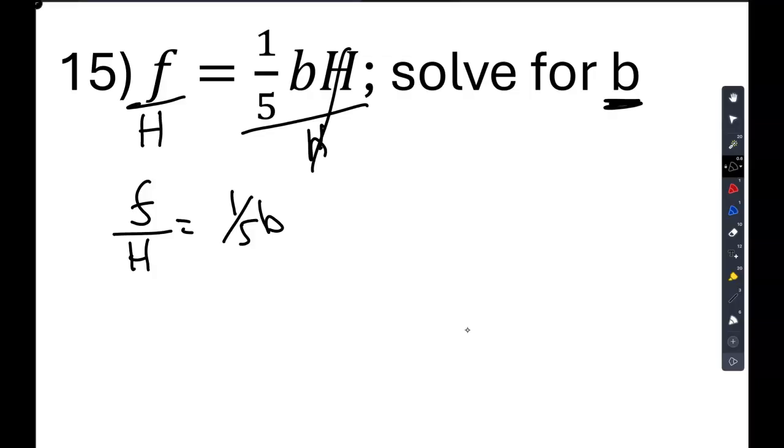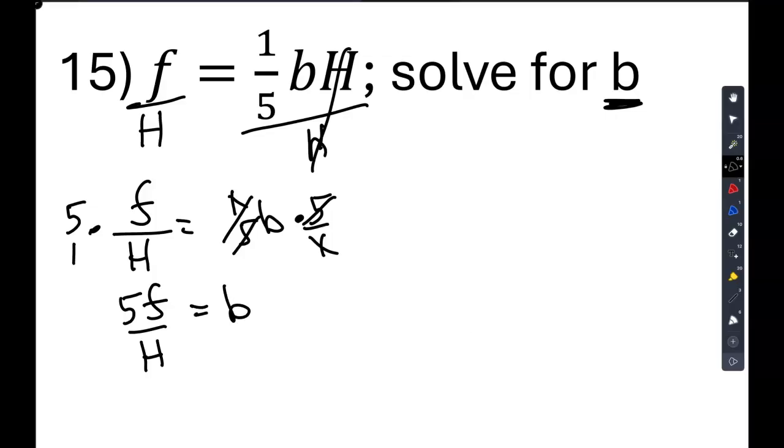Next up, I want to remove this 1/5 from b. It's being multiplied, so what you want to do is divide. But how do you divide fractions? You divide fractions by multiplying by the reciprocal, 5 over 1. So 5 times 1 is 5. The 5's cancel out. And that's going to leave you f over h, and we're going to multiply by 5 over 1. 5 times f is 5f, and 1 times h is h. With all this canceled out, you have b.